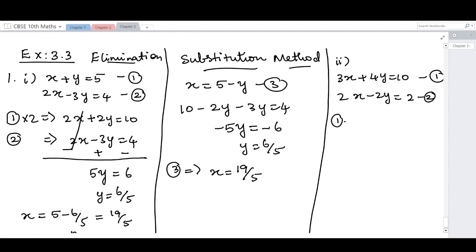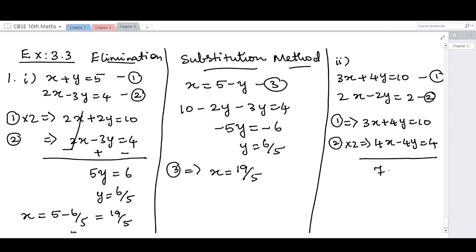So now I am going to eliminate this variable y. So I am going to take the first equation as such. So 3x plus 4y equal to 10. And the second equation I am going to multiply with 2. So you will get 4x minus 4y equal to 4. So if you add both the equations, you will be resulted with 7x equal to 14. So x equal to 2.